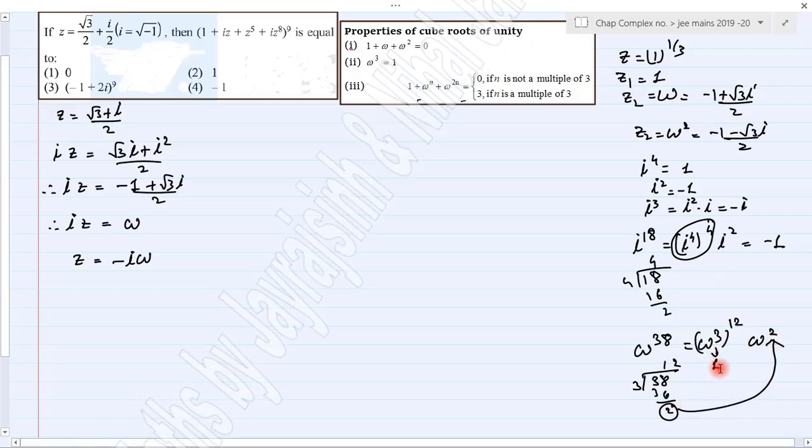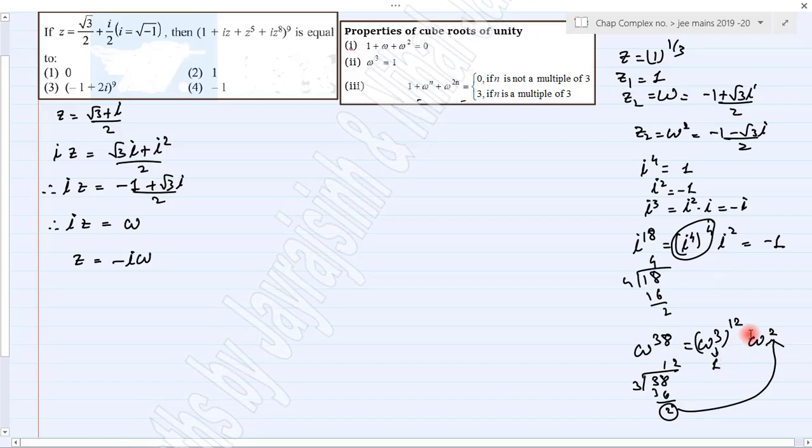And omega cube is 1, so we don't have to worry about it. Omega raised to 30 is simply omega square.